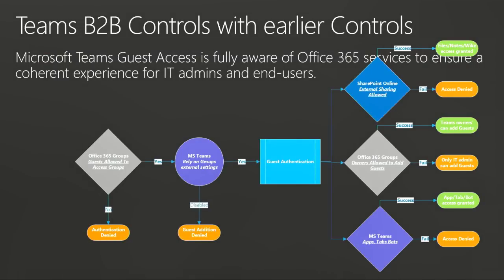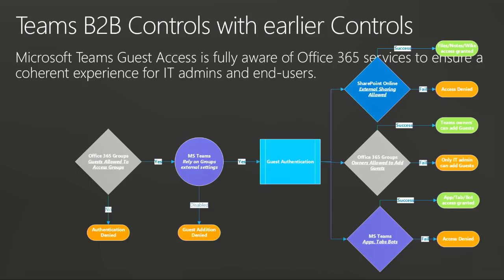This is the Teams model. So the diamonds are existing controls elsewhere. The first diamond on the left will check the Office groups control for allow guests to access groups. If no, it will deny you from inviting a B2B user to a team. You won't be able to add an external account to the team itself. But if you do allow them, then it'll be added in.